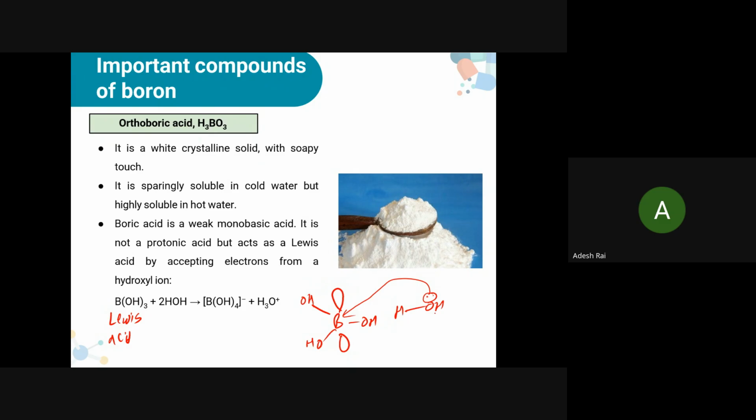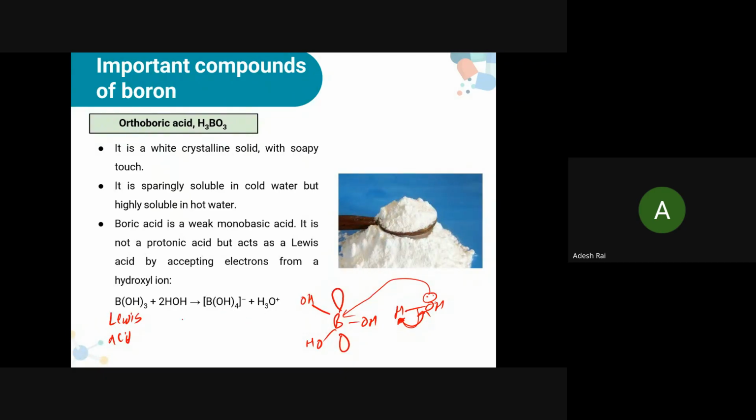Yes or no? And then that is how H plus is released, because this oxygen will now form three bonds. It will develop a positive charge. The positive charge on oxygen will be unstable, so it will release this H plus. Okay. Now, therefore, we end up with what? B(OH)4 minus and H3O plus.